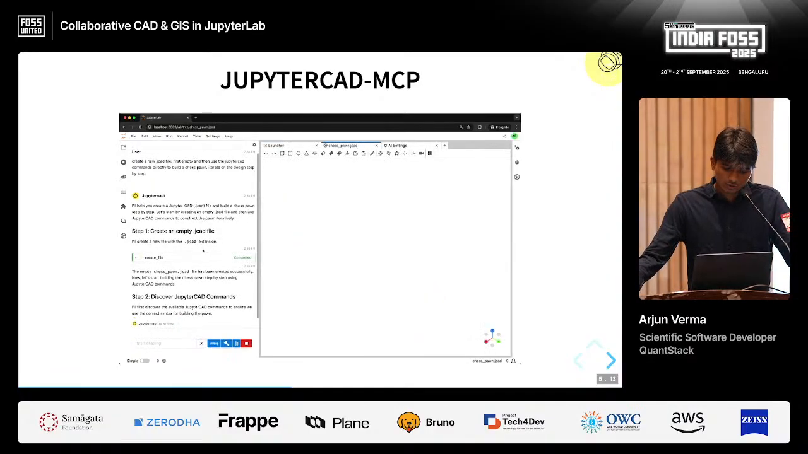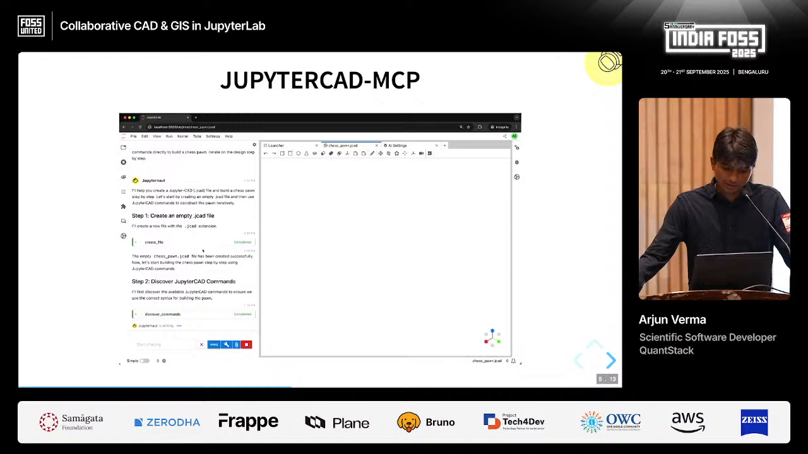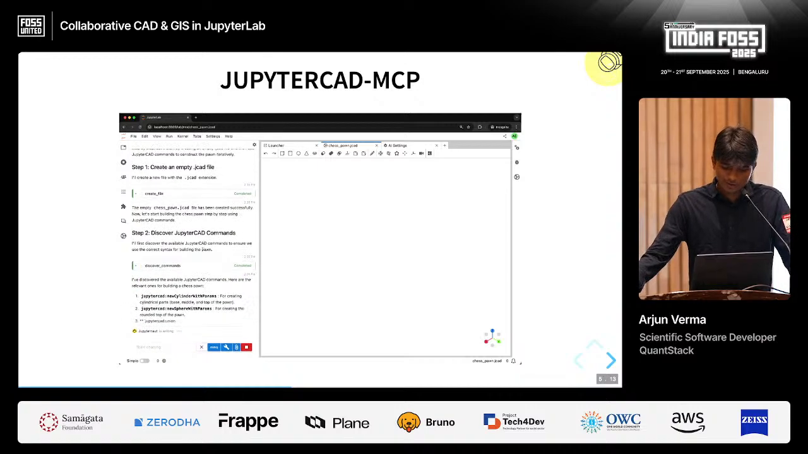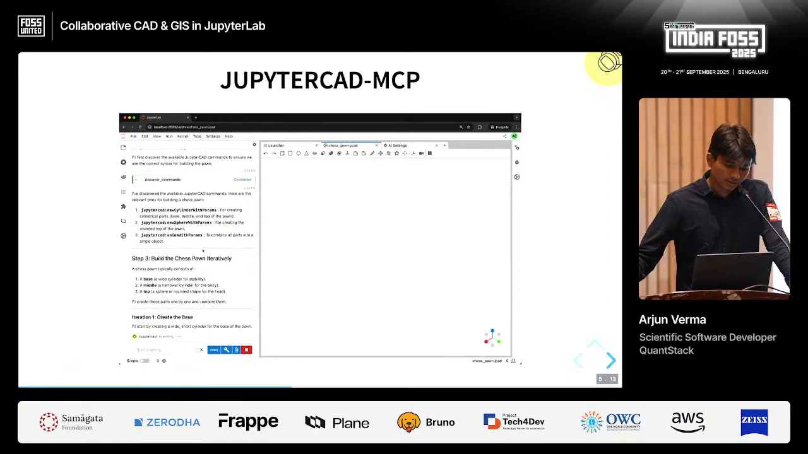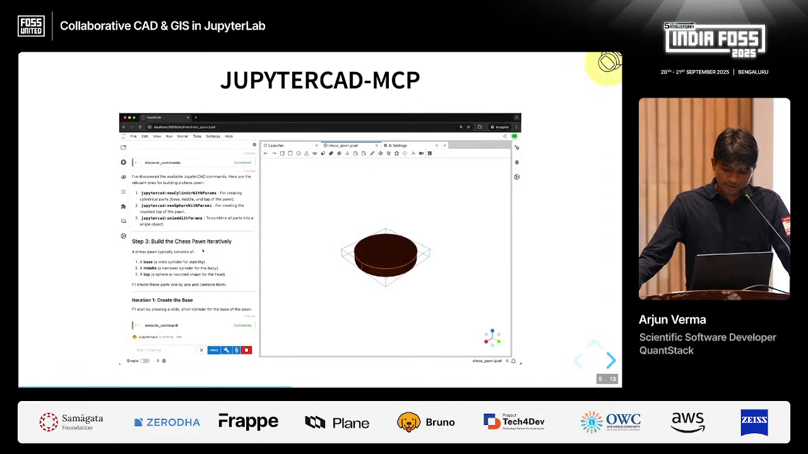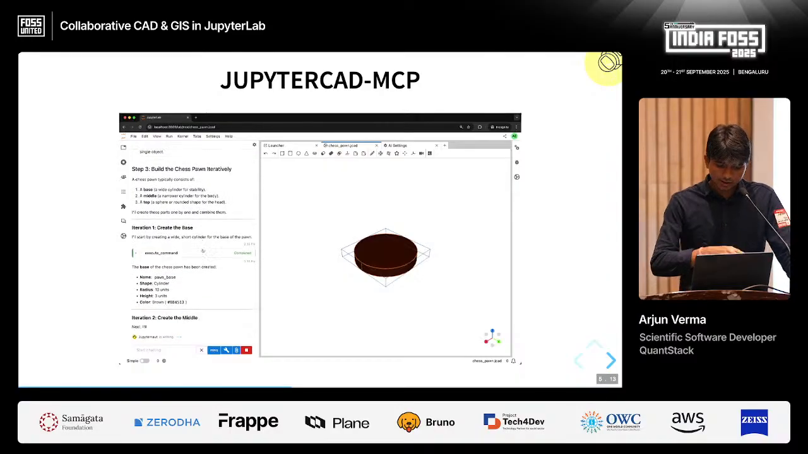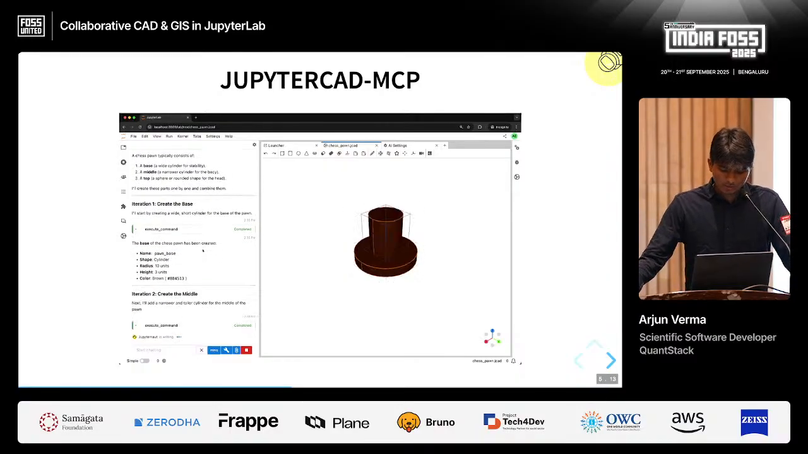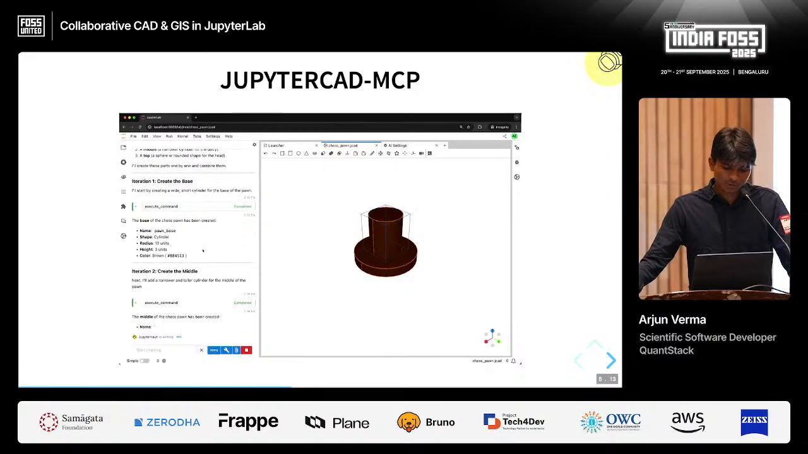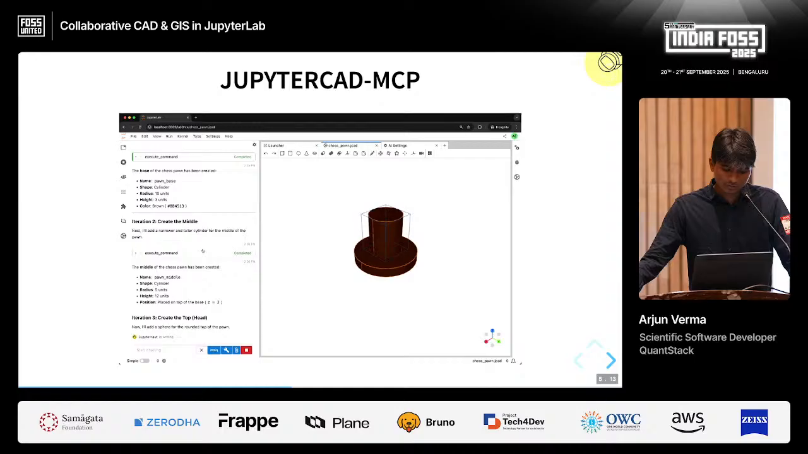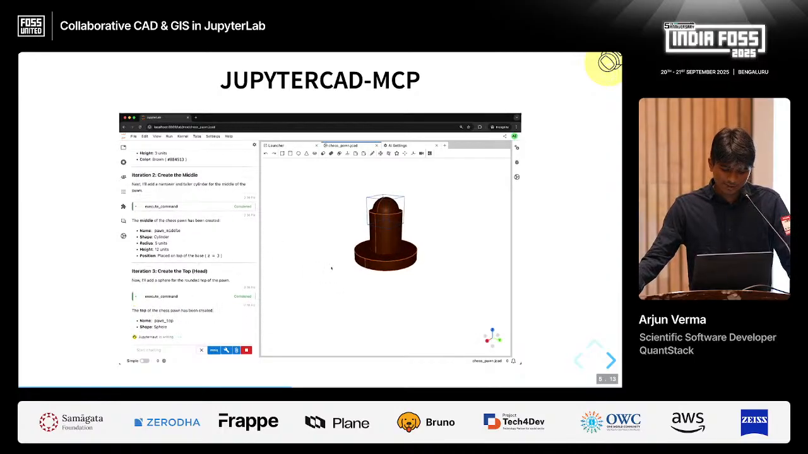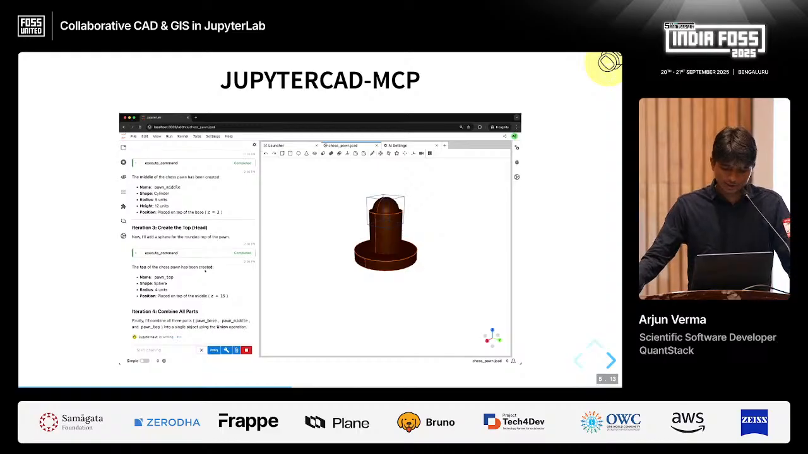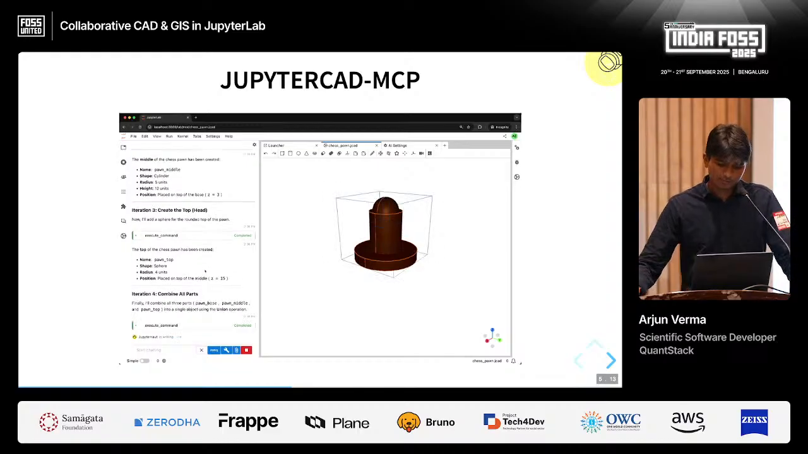We are also going to support JupyterCAD MCP in the future, maybe in a couple of weeks. So you can interact with text and your model will be created. As you can see, I have entered a prompt to create a pawn, and it is trying to do that. It is not perfect right now, and I would just tell it to make it better. So it would try to iterate over it and make it better.